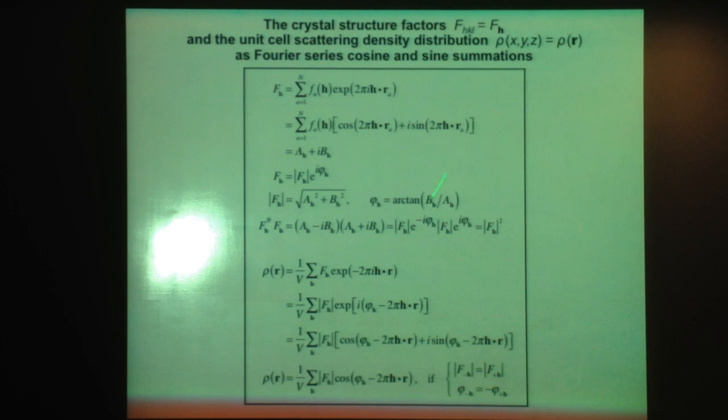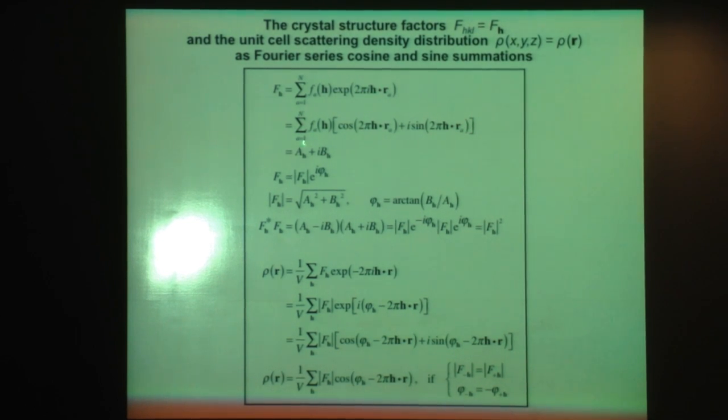But if we consider the structure factors, it's not an infinite series, not an infinite sum of cosine and sine, but a sum over each of the n atoms in the unit cell, each atom represented by its own composite scattering factor. Cosine plus i sine. So the complex exponential e to the i phi is cosine phi plus i sine phi.